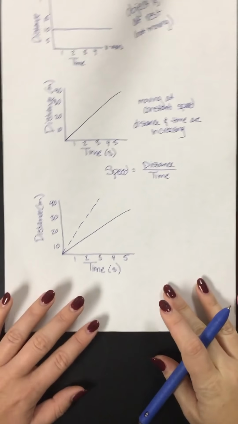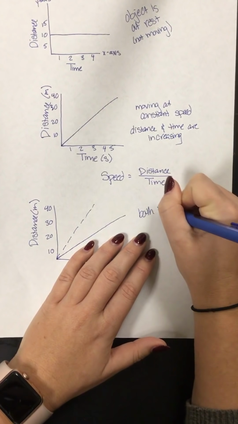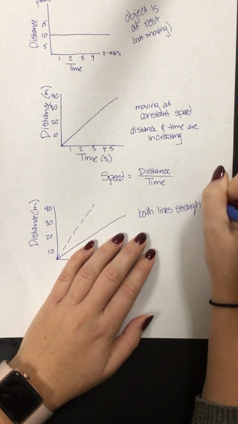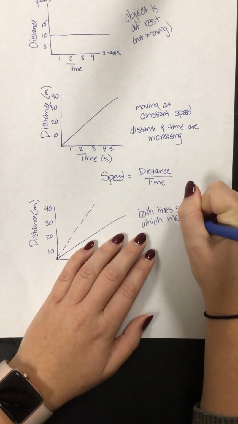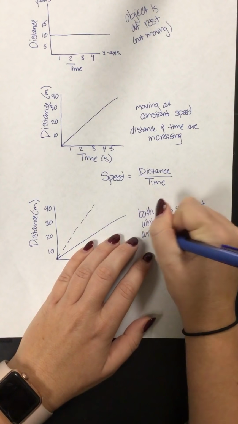Let's put that into some words. Both lines are straight, which means both are traveling at constant speeds.